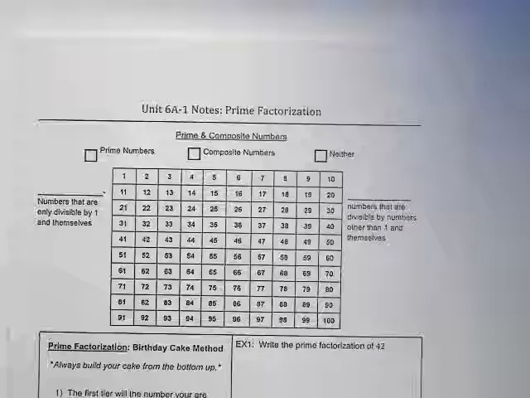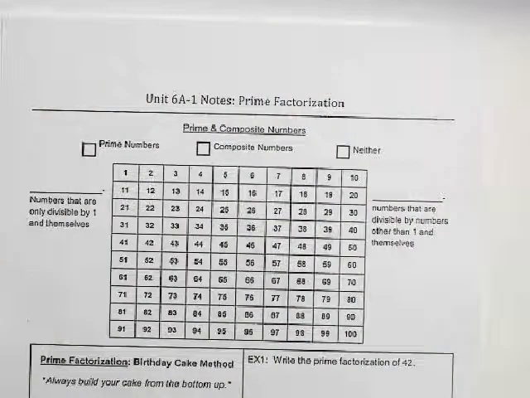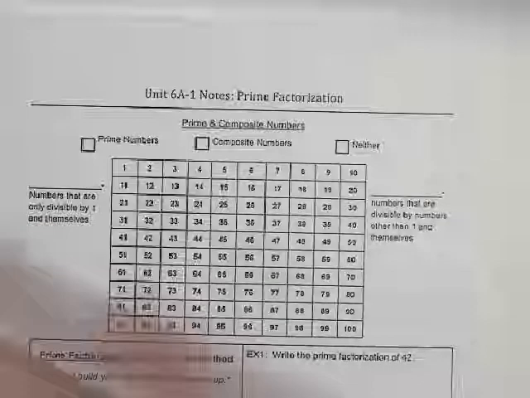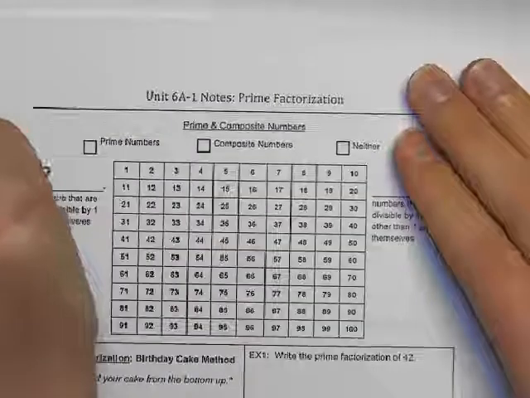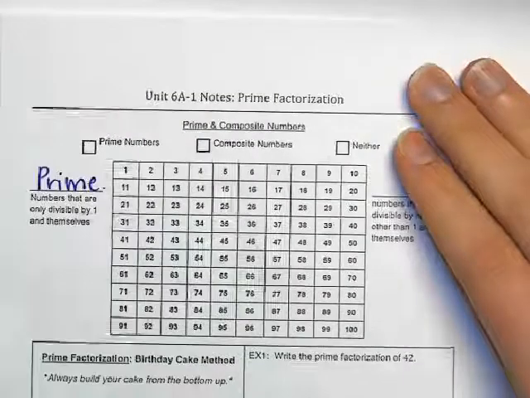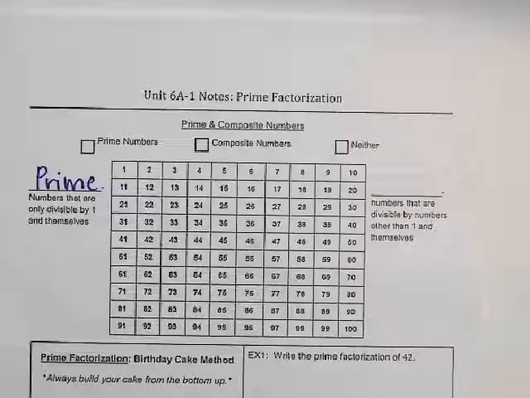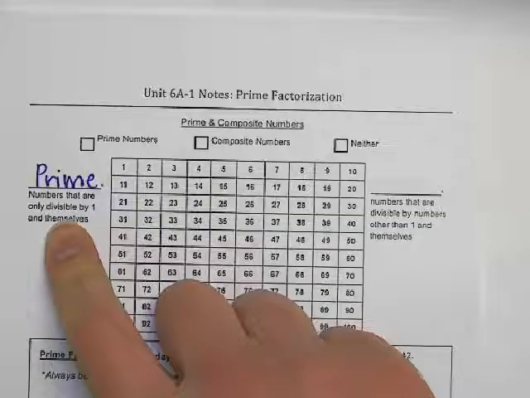Alright, so we're going to review. First, we have to know what prime numbers are, composite numbers, and neither. So it says numbers that are only divisible by 1 and themselves. What are those called? Those are called prime. You can only divide it by itself and the number 1. So everybody should write prime. Just write in your regular pencil right now.